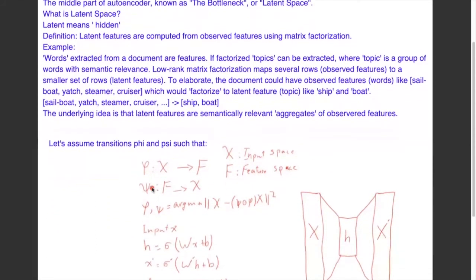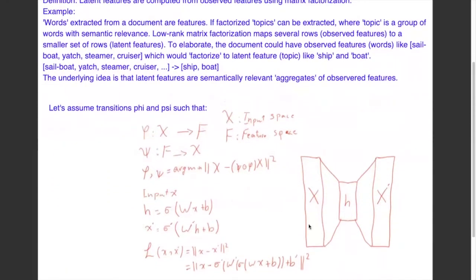So the way it works is, let's say we have a very basic autoencoder, only one layer, like input and the output and the latent space here. We have transitions of phi and psi, where we want to move from our input space to the feature space, and then from feature space to the output space, which is the same as the input space, right? And the goal is to minimize the difference between these two. So this is the input and the output after going through the transitions.